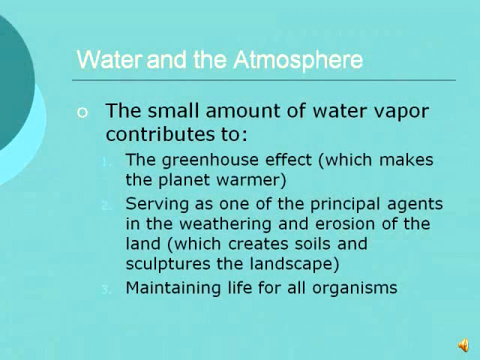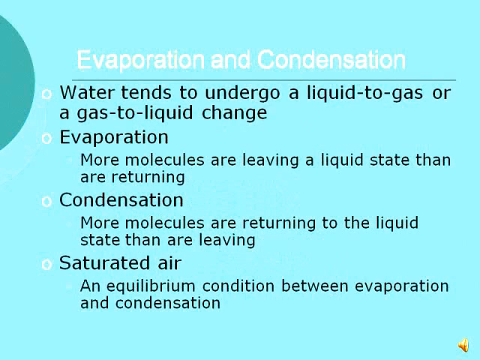Water in the atmosphere. The small amount of water vapor contributes to the greenhouse effect, which makes the planet warmer. It also serves as one of the principal agents in the weathering and erosion of land, which creates soils and sculptures the landscape. And then it also maintains life for all organisms, because we all know that we can go longer without food than water. We have to have water, or our bodies will shut down. It will not be able to maintain homeostasis.